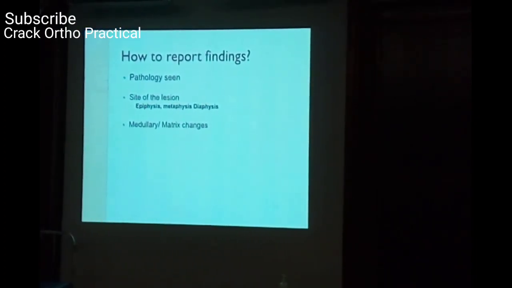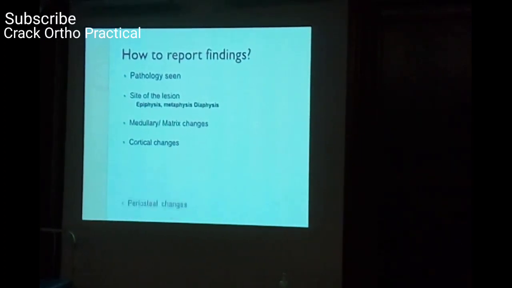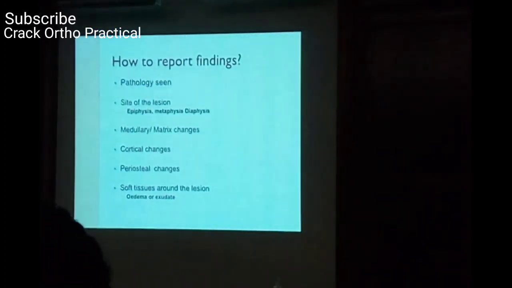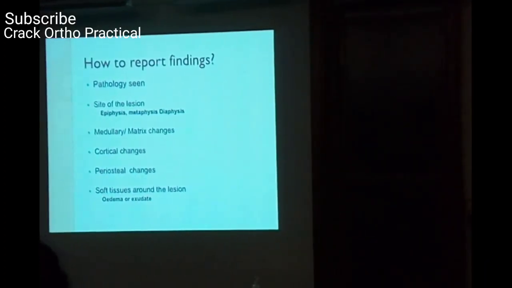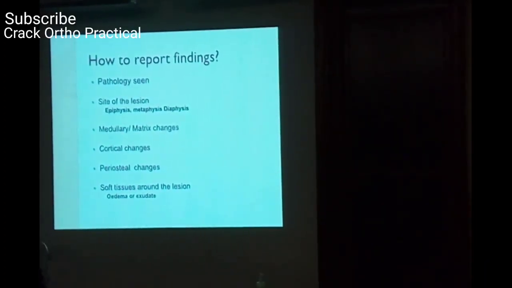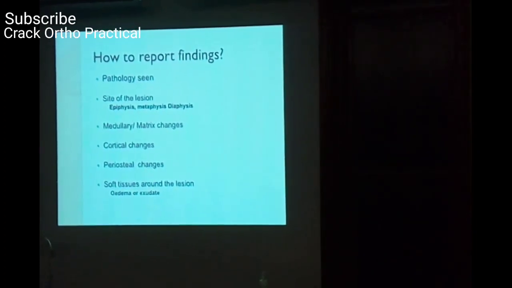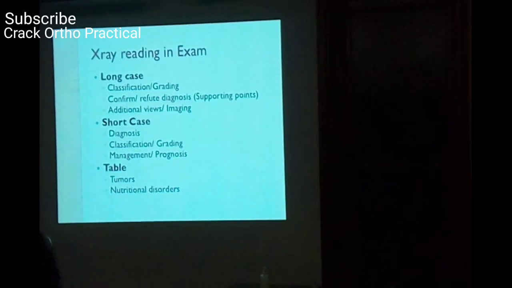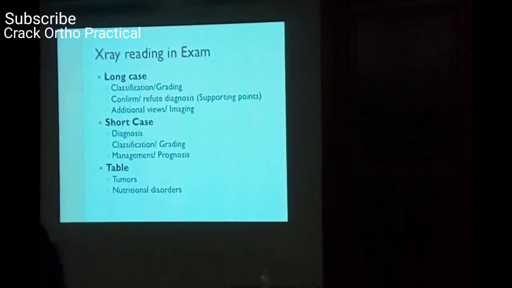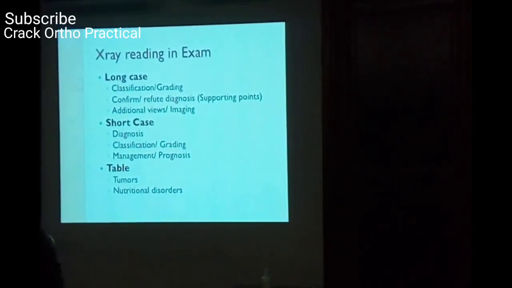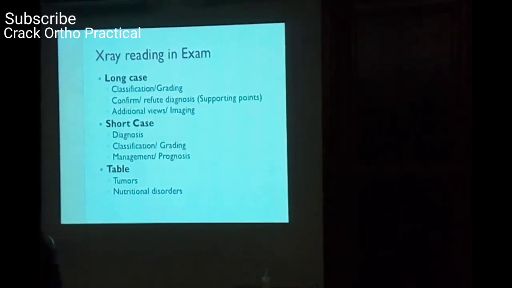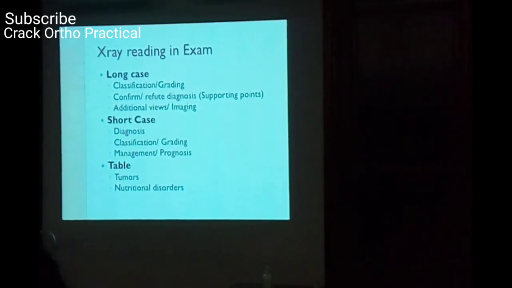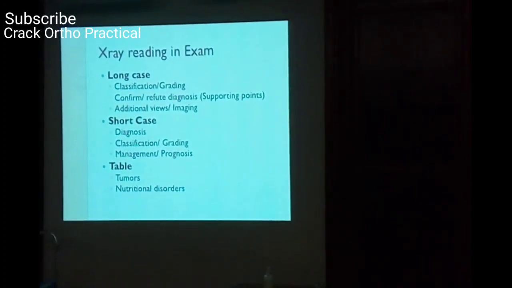Then you have to talk about the matrix changes or medullary changes, then cortical, then periosteal changes, and finally the soft tissue changes. So whenever you describe any X-ray, all these points should come in that sequence, so that you don't miss anything. Okay? So for the exam, you will have X-rays in long cases, X-rays in short cases, and X-rays on tables. So X-rays in long cases, mainly hip or spine, you will obviously classify or grade it, and then you will stop.